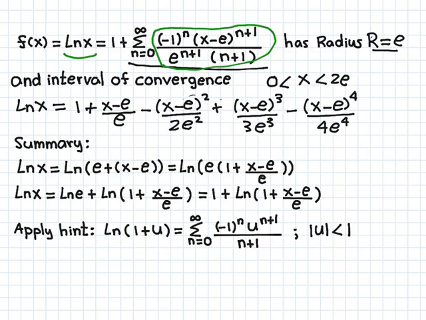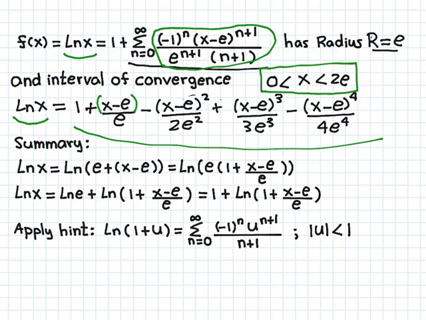Clearly, we have the power series representation of log x in powers of x minus e. That's the important part. We're not expanding this in powers of x. We're expanding it in powers of x minus e. And the interval of convergence is x between 0 and 2e. That means for this function log x to have this power series representation, the values of x must be in this interval.